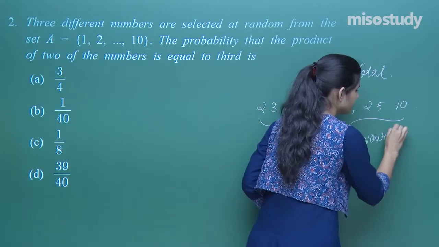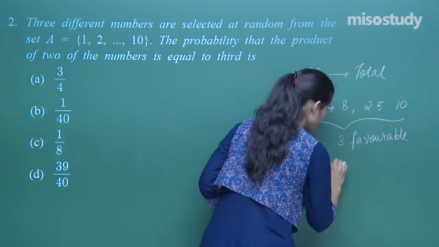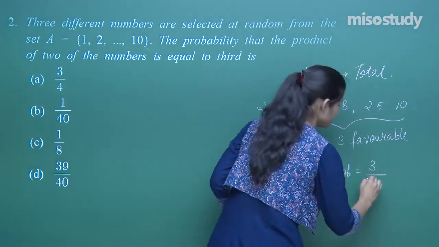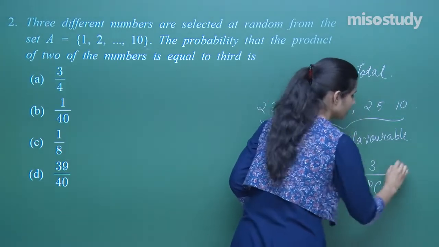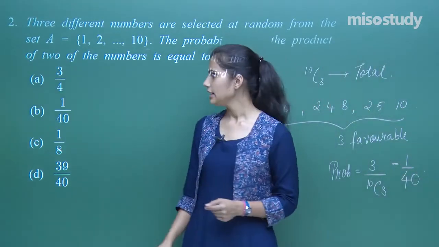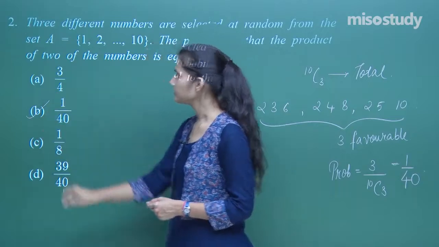3 favorable ways. And so the probability is 3 by 10C3, which is 1 by 40, and that is your answer.